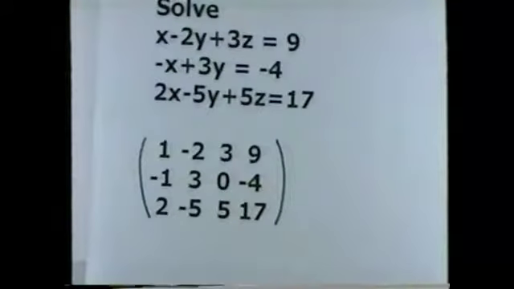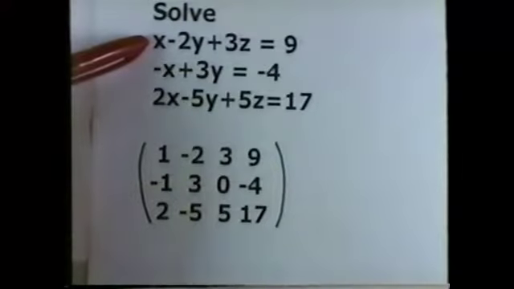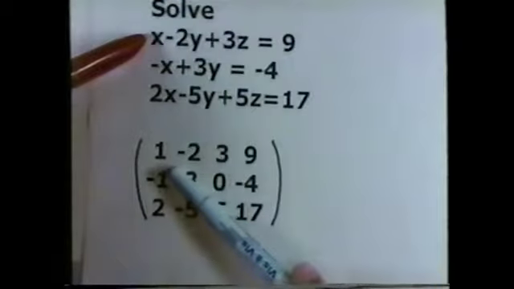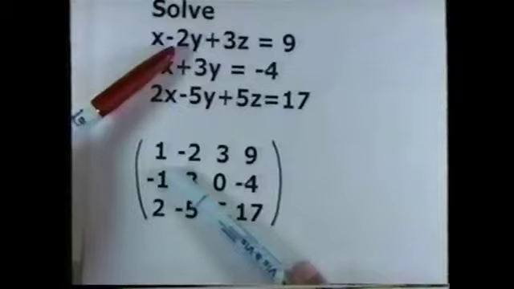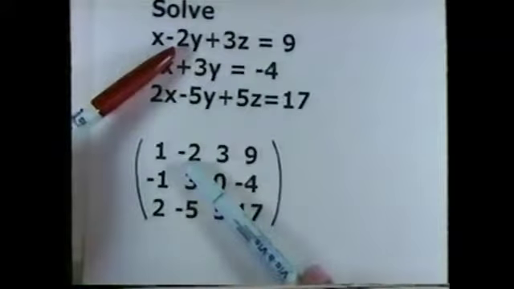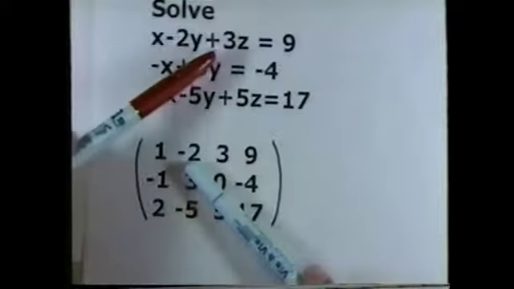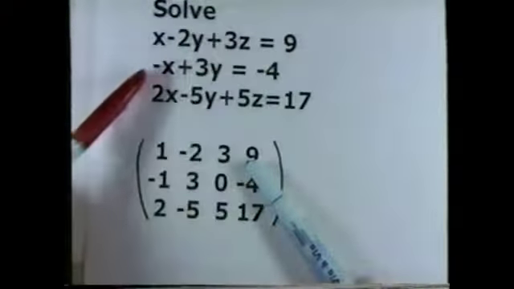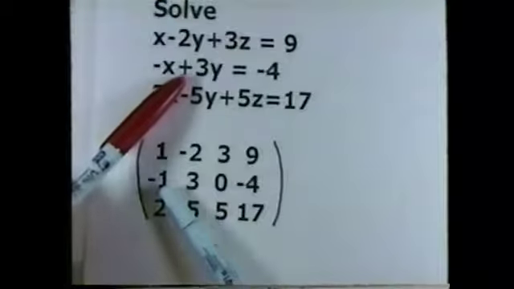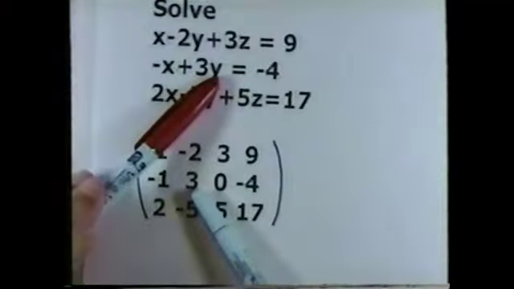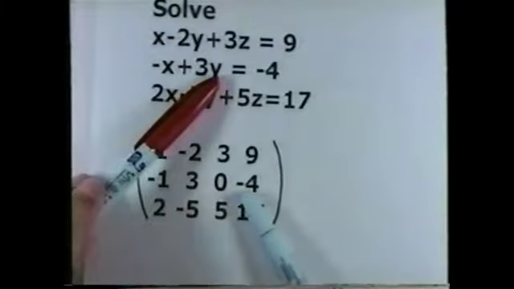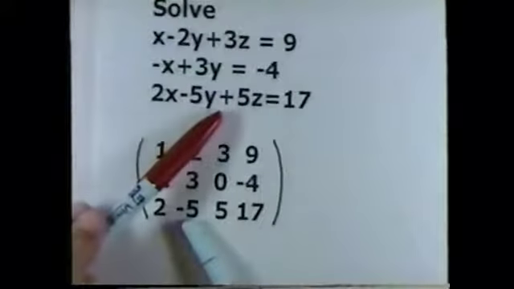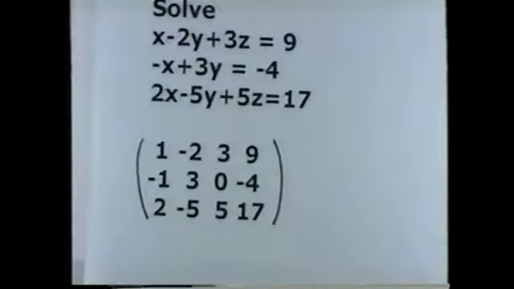So we have the matrix of the coefficients. The coefficient of x is 1. So my matrix entry is 1. The coefficient of y is negative 2. So the matrix entry is negative 2. The coefficient of z is 3. And then the constant is 9. The negative 1. The 3. There is no z, so that would be 0z. The constant is negative 4. 2, negative 5, 5, and 17.